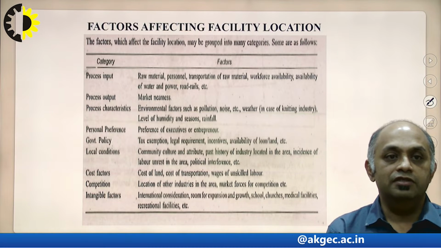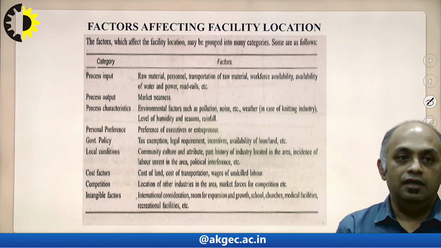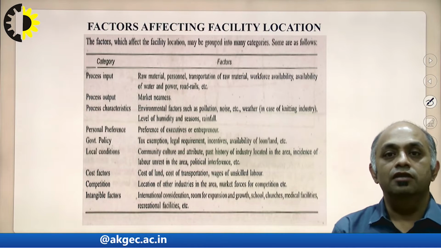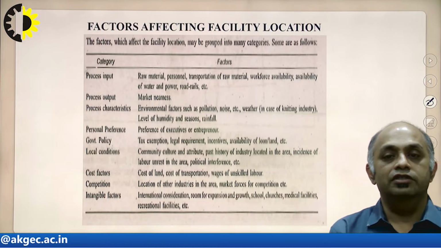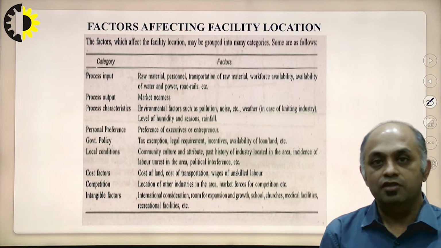The next point is personal preference. This is preference of executives or the entrepreneurs. There can be some personal preference that plays a vital role, because suppose the person belongs to North India, he will try to make a company or select a location that is near to his home, and it is his personal preference. So personal preference also plays a vital role.